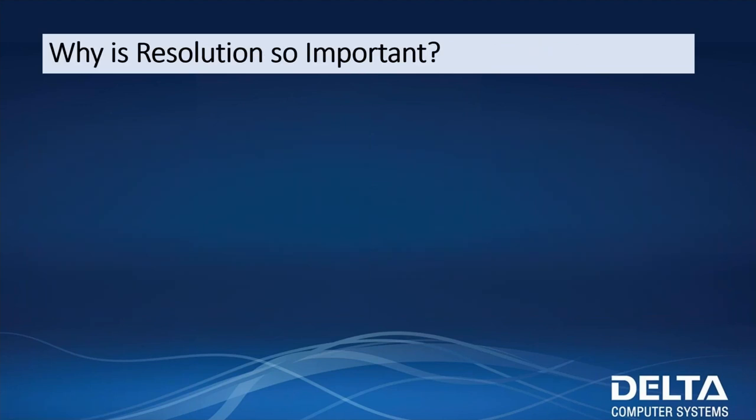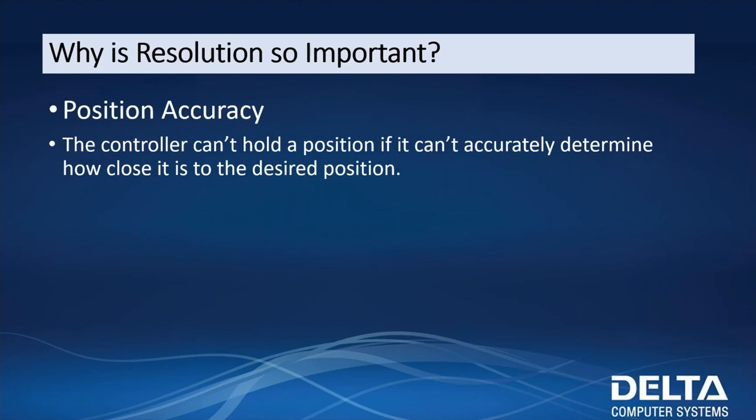So why is resolution so important? Well, of course, the obvious reason: if you want accurate position data and accurate position control, you're going to need high resolution. The controller can't hold a position if it can't accurately determine how close it is to that desired position. So if you want to hold within a thousandth of an inch, but your resolution is a thousandth of an inch, you're going to have a hard time actually getting there because you're going to be plus or minus, and there's not really much granularity as you get closer and closer to that target.